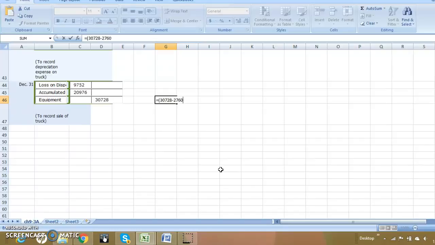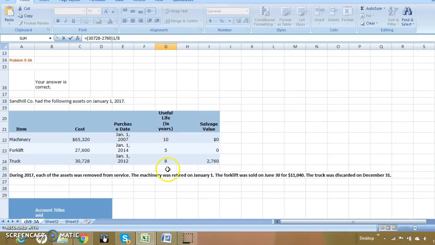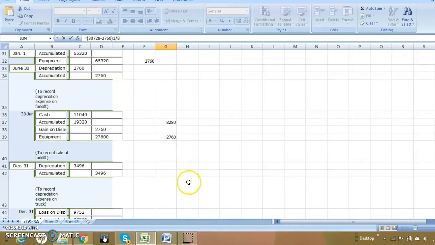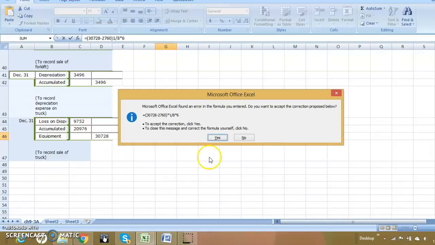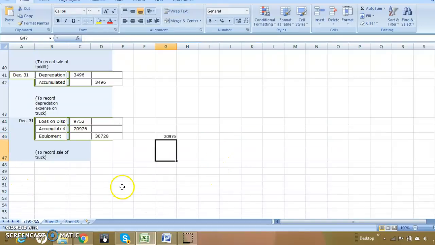And then times the useful life, which was 8 years. Is it 8 years? Yes, 8 years. And it was used for only 6 years, so times 6. And we got the accumulated depreciation of 20,976.